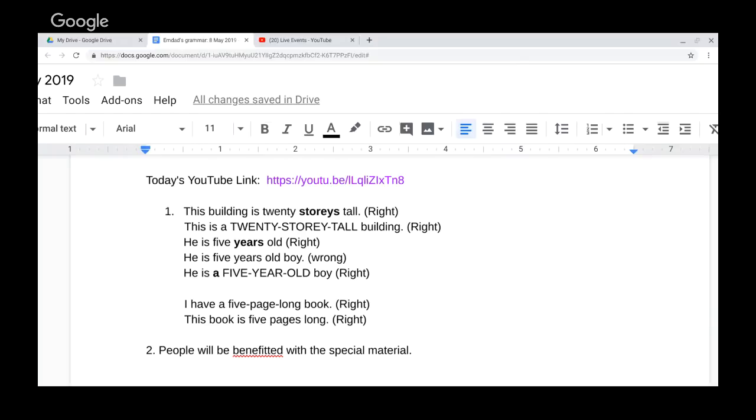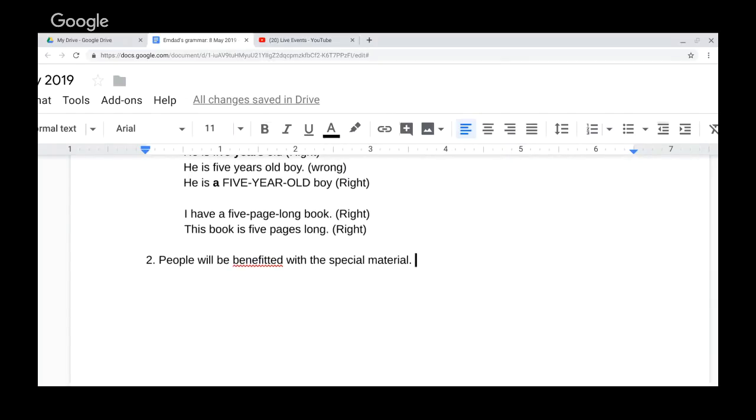This is using the British and American spelling. Single T is British, that's what we follow. B-E-N-E-F-I-T-E-D, or benefited with a double T. So you tell me now, is this sentence right? Or let me make it easier for you. Let's do it this way. People will get benefit from the special material.